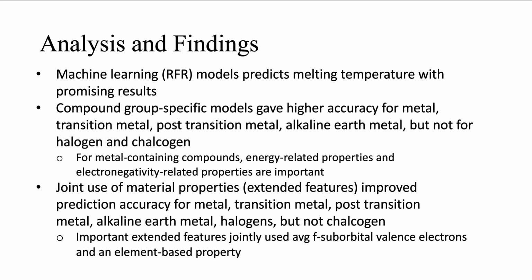And if you looked at my slides before, in the second half of my slides, I have some additional figures, and they show that for metal-containing compounds, the energy-related properties and electronegativity-related properties are most important. The joint use of material properties, meaning using extended features as well as the original material properties, improves the prediction accuracy for all groups except the chalcogen group, which I mentioned before.